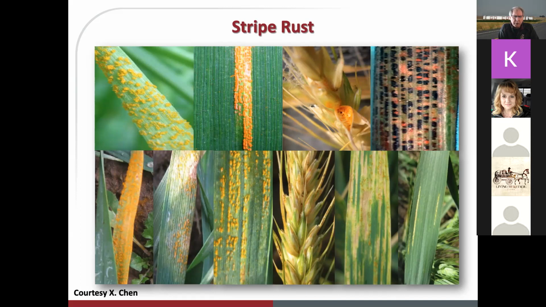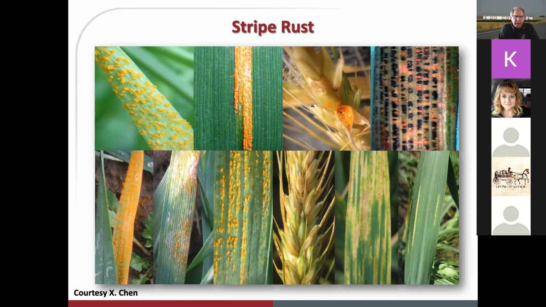And then in the top right column there, you see this black spore stage. This is a stage that we don't see all the time, but it is a survival spore of the stripe rust fungus. And one thing we know about stripe rust now that we didn't know before is that it can use barberry as an alternate host, just like the stem rust fungus can, to complete its life cycle. What we also know is that in the Pacific Northwest, this is not important for stripe rust, so we're not really going to talk about that today.